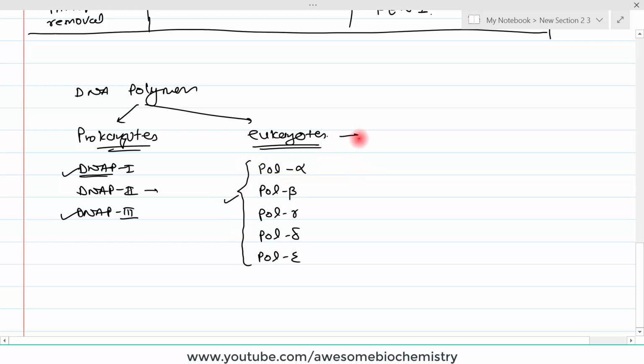All 5 have a high fidelity rate. High fidelity means they make minimal mistakes. They carry out their work with full honesty. They never make a mistake. So these are the high fidelity enzymes.